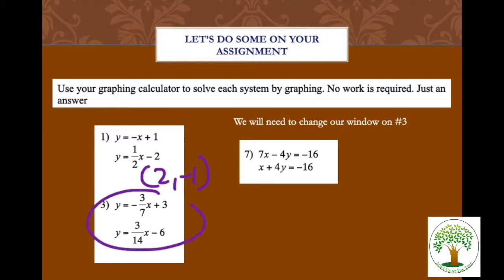And now we're going to do this problem, number 3. We have a little note right here that says on number 3 we're going to have to change our window. There's going to be a problem when we graph this initially, and I'm going to show you how to fix it. Let's go.